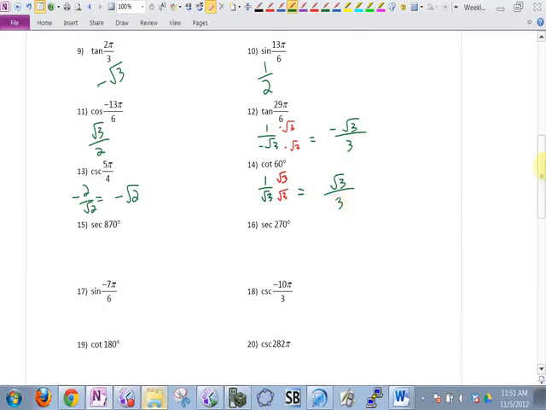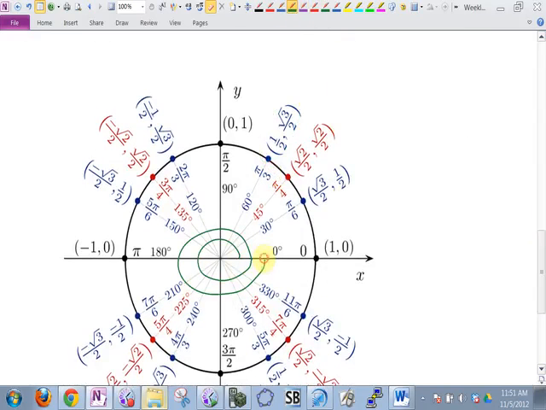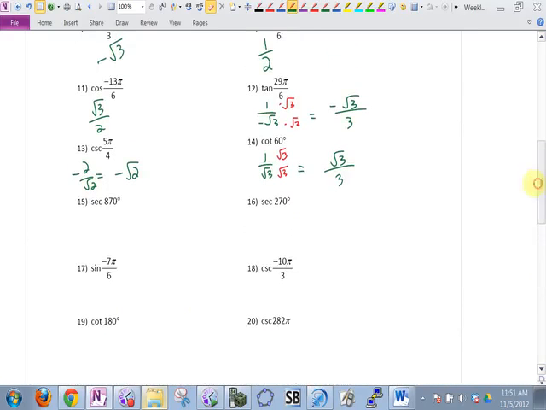Number 15 is the secant of 870 degrees. Oh, golly. Well, here's 360. Here's 720. Yeah. 870 is 150 past 720. So it's that. And the question was secant, so it's the reciprocal of negative radical 3 over 2. So you're going to have negative 2 over radical 3, which when you rationalize that denominator, is negative 2 radical 3 over 3. Agreed?